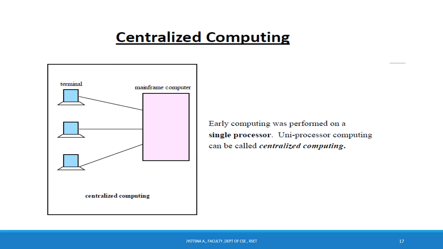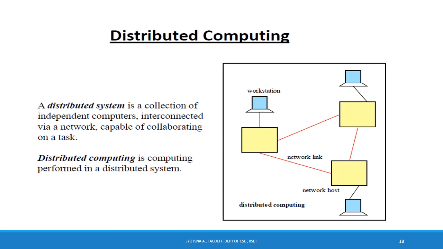Let's move on to the last topic of today's class, distributed computing versus centralized computing. Early computing was performed on a single processor. Uniprocessor computing can be called centralized computing. A distributed system is a collection of independent computers interconnected via a network capable of collaborating on a task. Distributed computing is computing performed in a distributed system.